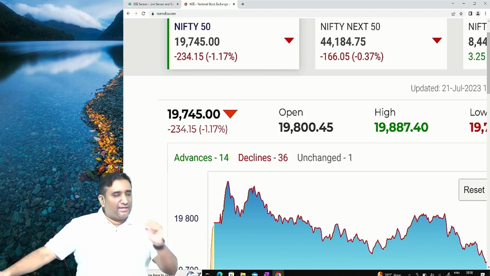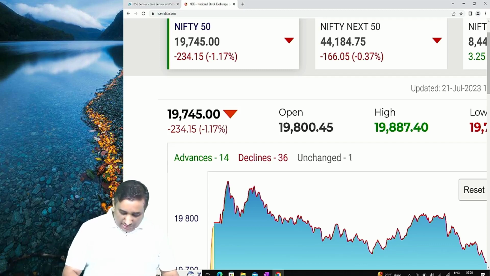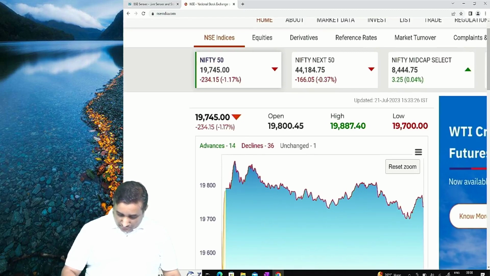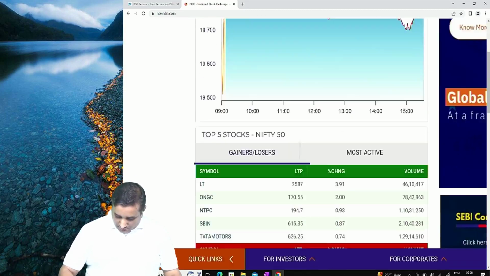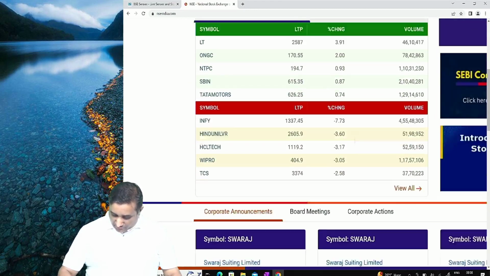Now just take the base year of Nifty. I think it should be 1995, and 1000 should be the base value. Base year 1995 and base value 1000. What does it mean? That 1000 rupees of 1995 in today's terms are 19,745. That means return has come. And if I want to see the constituents of it, does it show? It shows the most active, and let me view all.